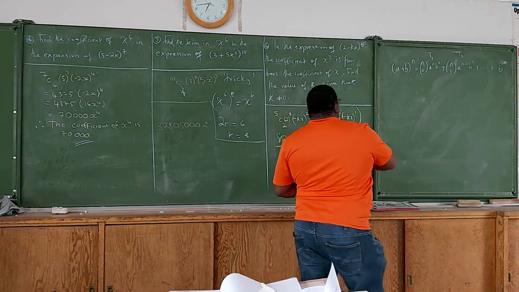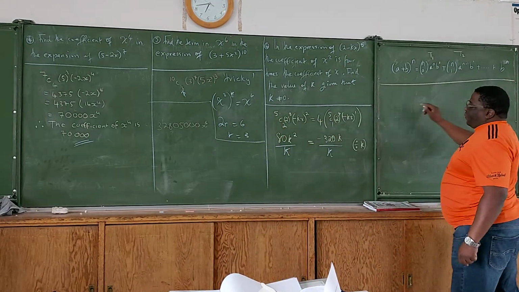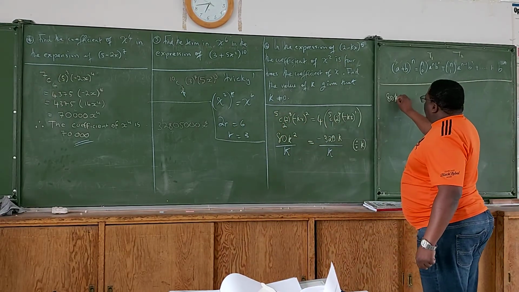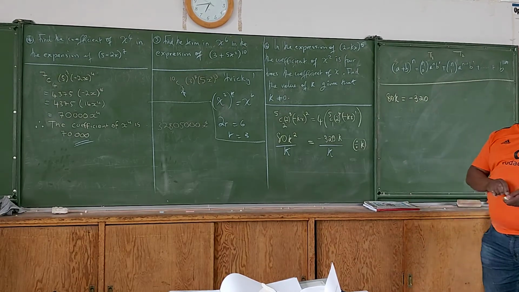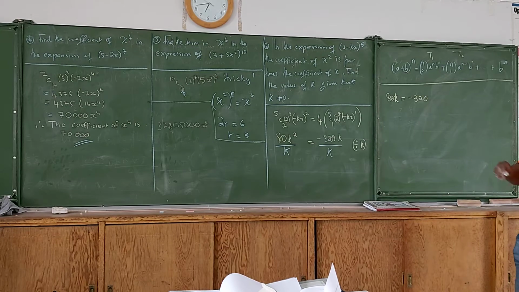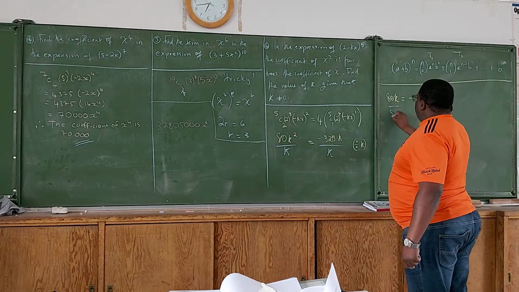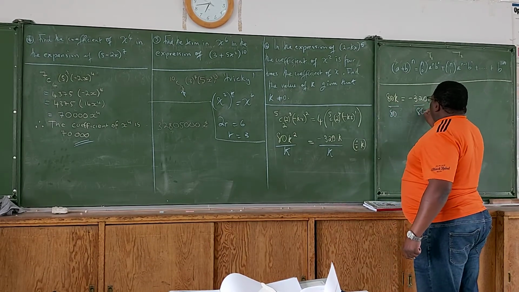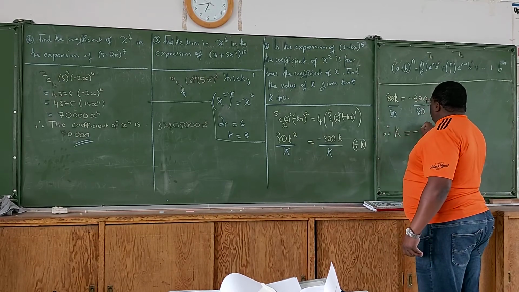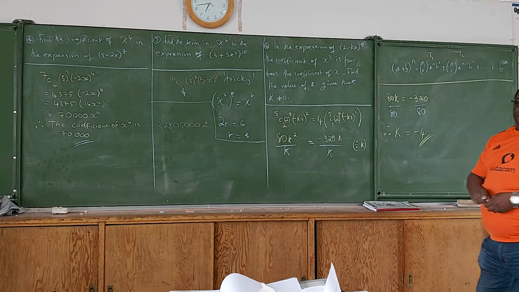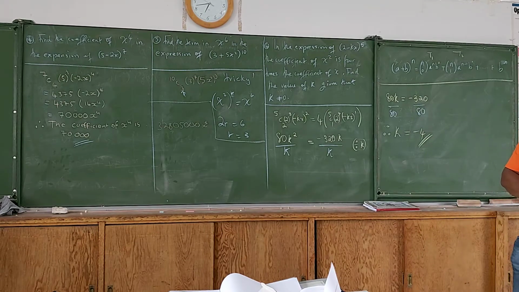So this is going to lead to 80k equals minus 320. Now you are going to divide by 80, which is negative 2. So therefore, k equals to what? Negative. Where did you get this point?